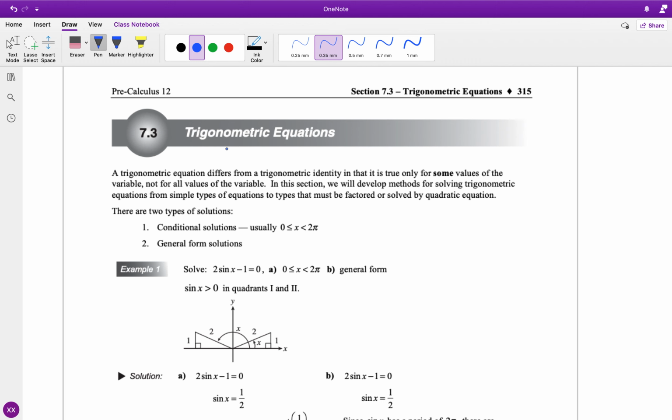Right, this recording is for 7.3. Now here, equations. Okay, equations, that means we're going to solve. So that means because there's an equation, therefore it's only for some values that would satisfy the equation.